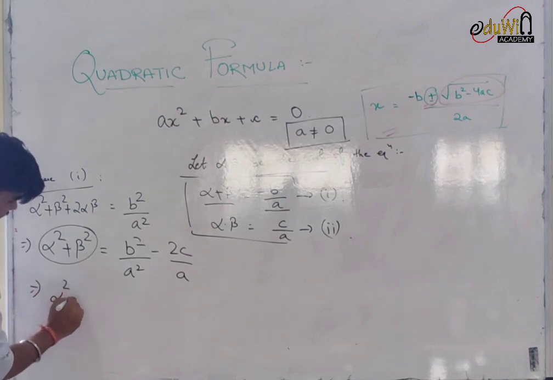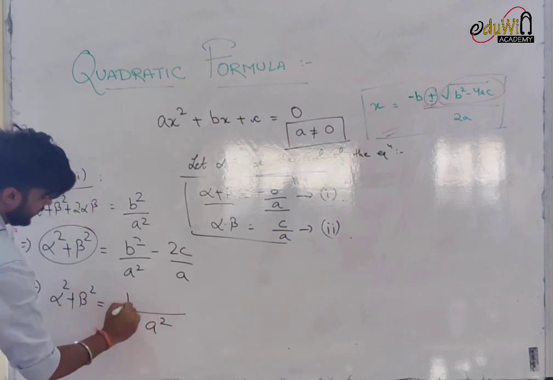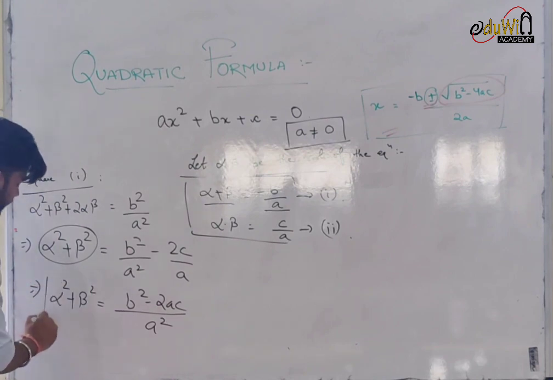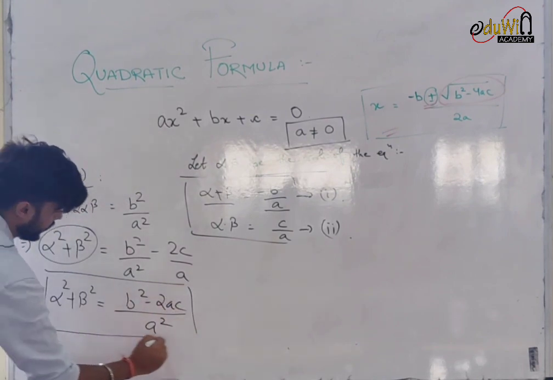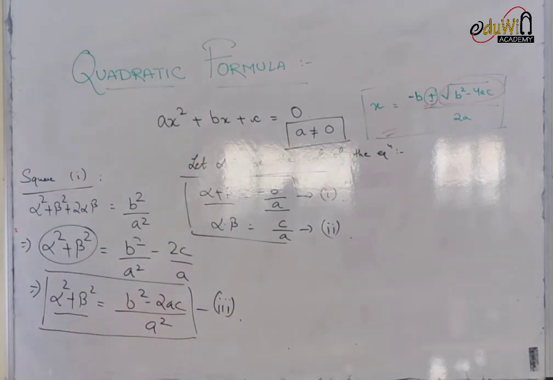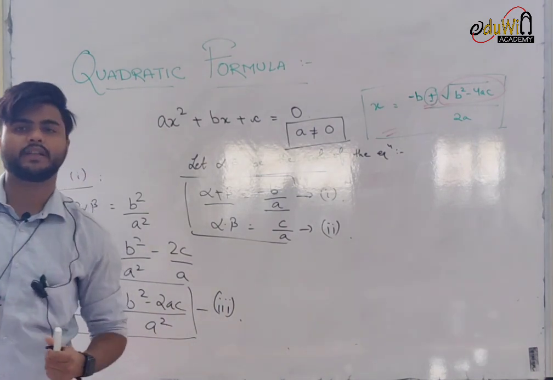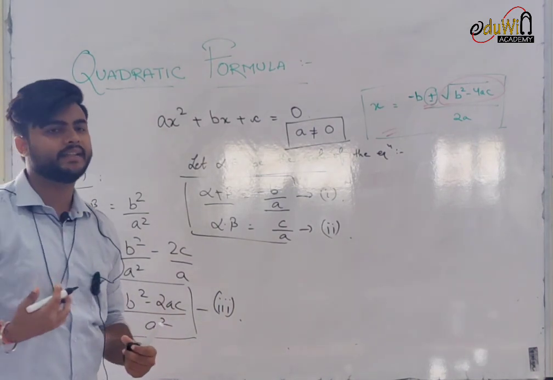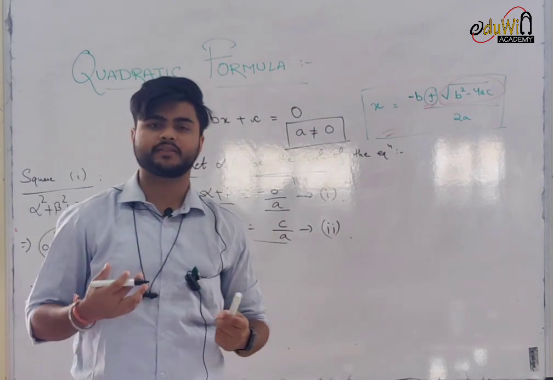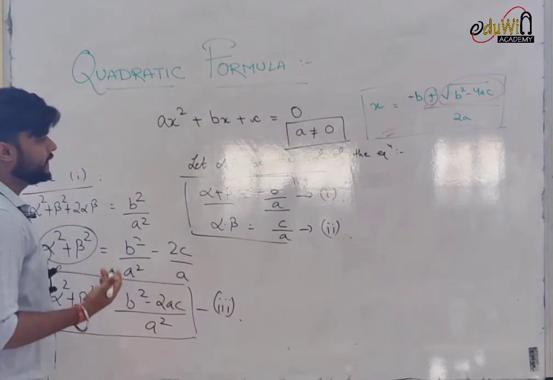Hence we get alpha square plus beta square equals b square minus 2ac over a square, where a square is the LCM and b square minus 2ac is the numerator. So we get a new equation on board, which can be written as equation number 3. That's the value of alpha square plus beta square. You might have done this in class 8 or 9 in algebraic identities: x minus 1 by x is this, find the value of x minus 1 by x whole square, find the value of x plus 1 by x. So we will be doing the same thing.